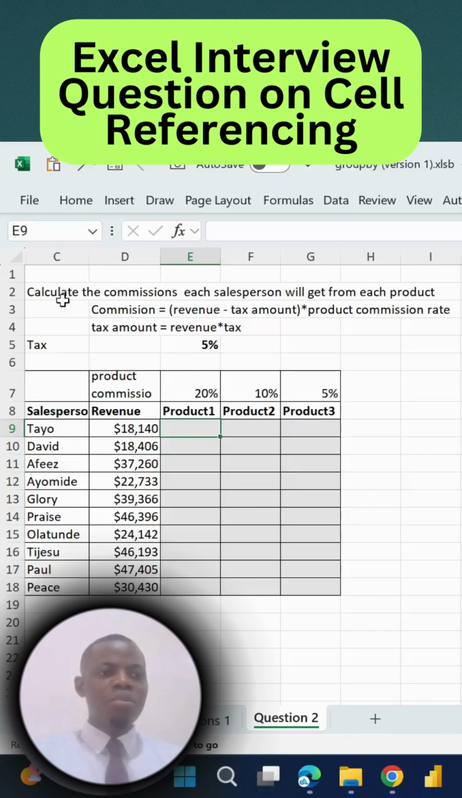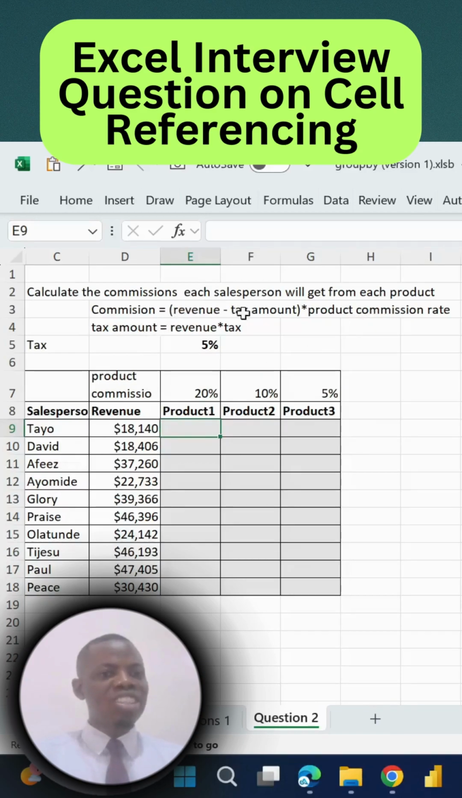So take for example, we want to calculate the commissions each salesperson will get from each product, meaning we've got three different products and we want to calculate the commission to be given to each of the salespersons, and then the formula is commission equals revenue minus tax. We want to first of all sort out tax. We want to remove tax from the revenue. It is from the remaining amount that we want to calculate the commission rate for each of the salespersons.